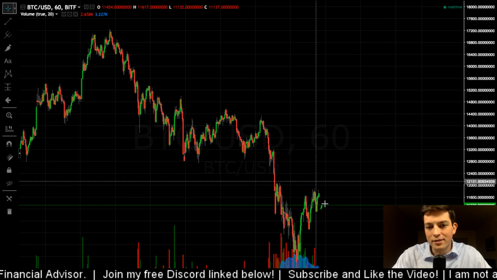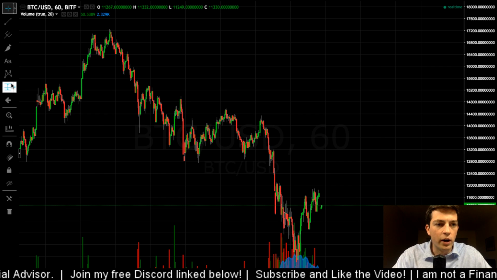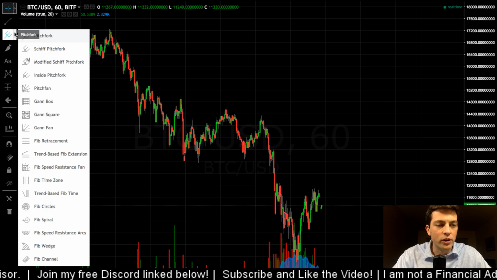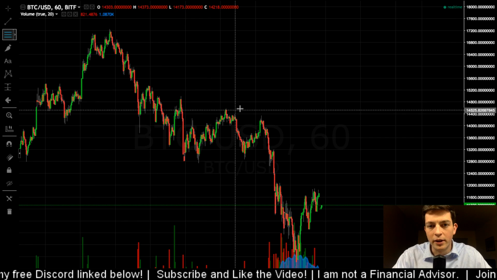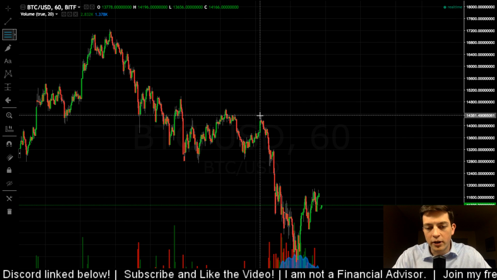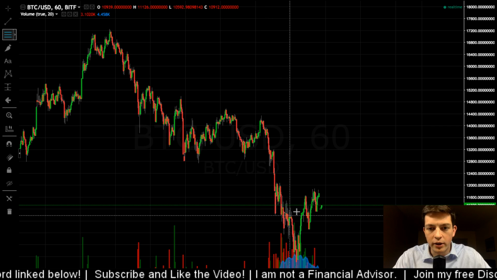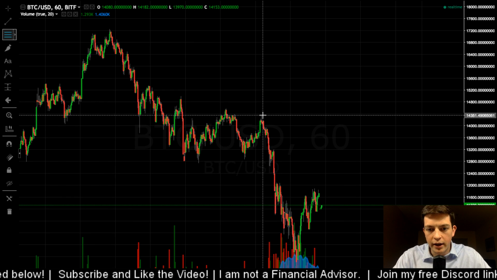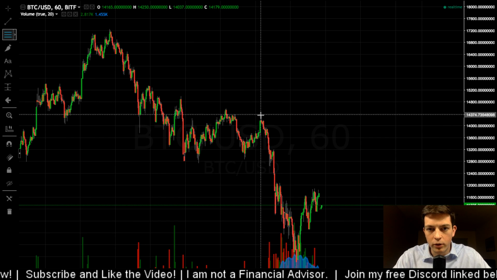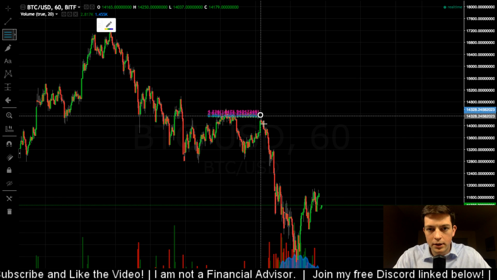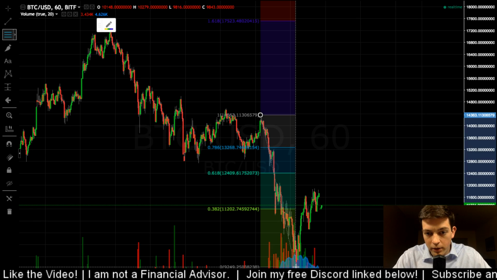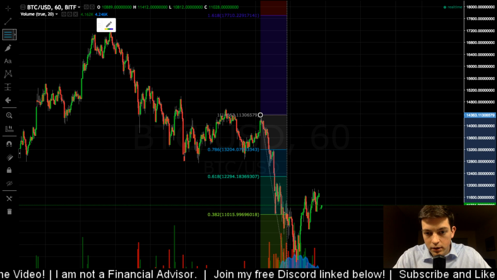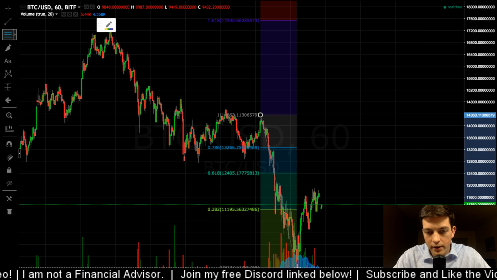I'll probably let it do a little bit more, and I'll show you why, because of this fib, before figuring something out. On the fib, you want to look at the latest swing, so the latest price action. Here, I'm going to start my fib up at the top, and then drag it down all the way to this bottom candle here, which is hard to see, but it's right there.